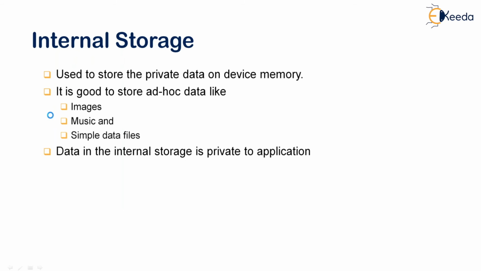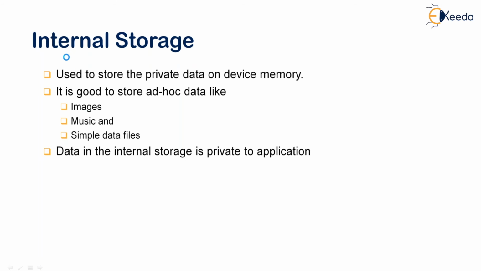Internal storage. By name itself you'll understand, storage of internal. This is used to store the private data on a device memory. Internal means on the device. When you purchase your mobile, you'll see like 32 GB internal storage, 64 GB, something like that.